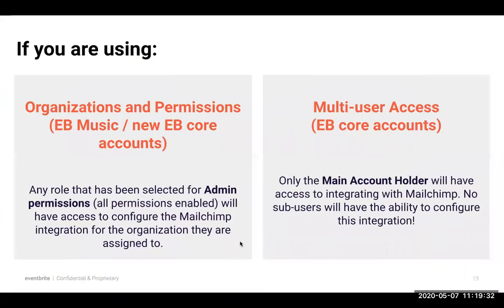Another important call out here, which is stated on that last slide, is that setting up MailChimp or any other app integrations on Eventbrite can actually vary based on your Eventbrite account. So for instance, if you're using Eventbrite Music or have recently signed up on Eventbrite within the past several months, only owner and admin roles listed within your organization settings in the permission section will have the ability to set up and manage app integrations. If you use the multi-user access feature in your account settings to add additional users, the account owner, or main account holder, will be the only person that can set up and manage these integrations.